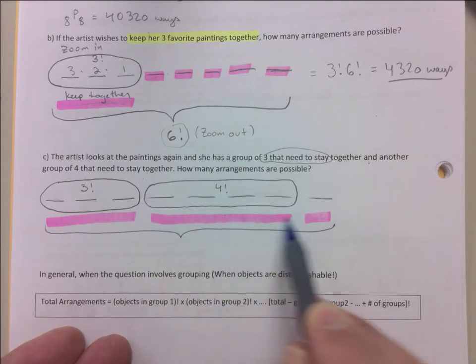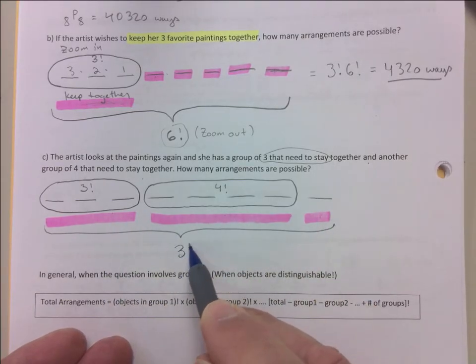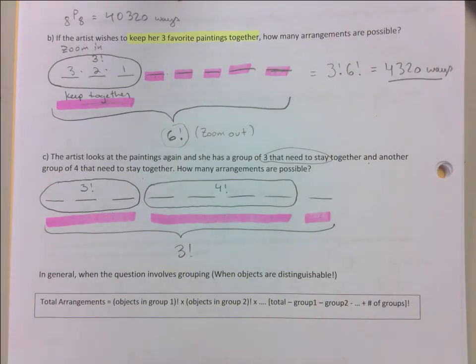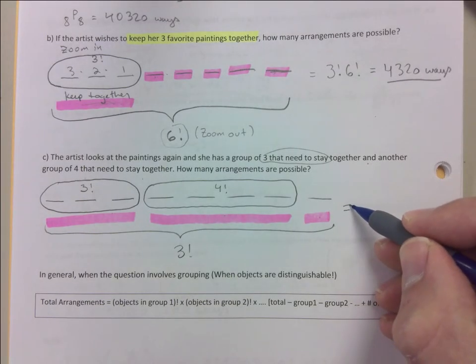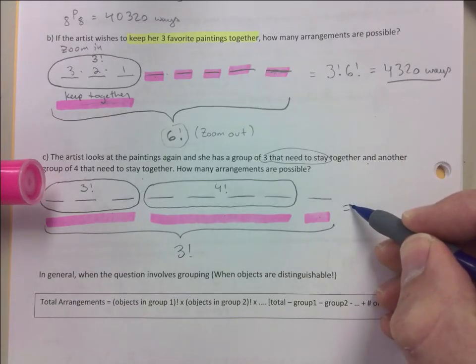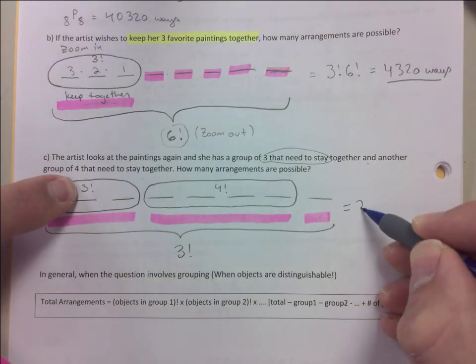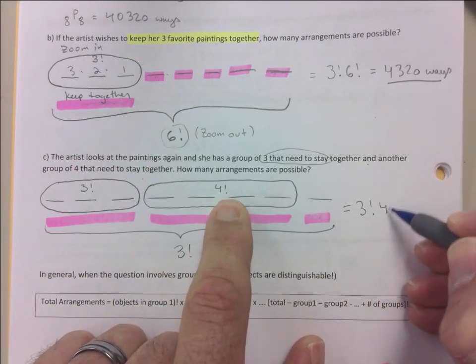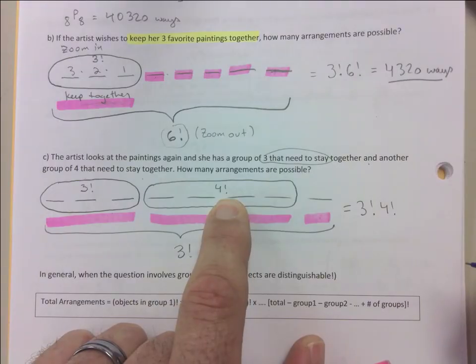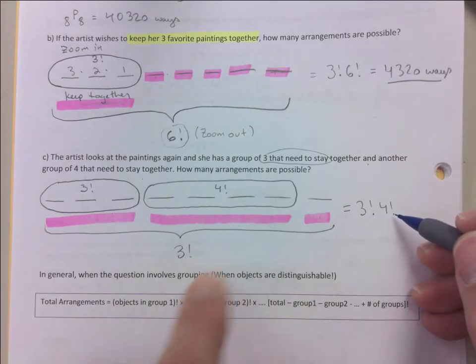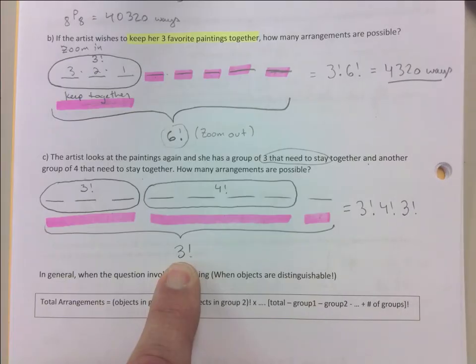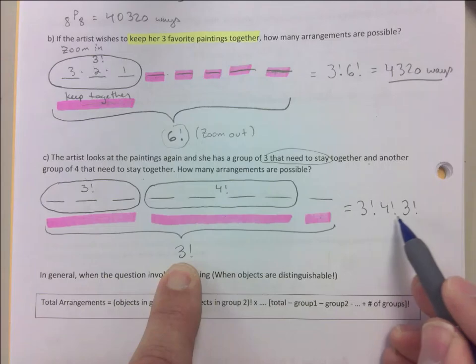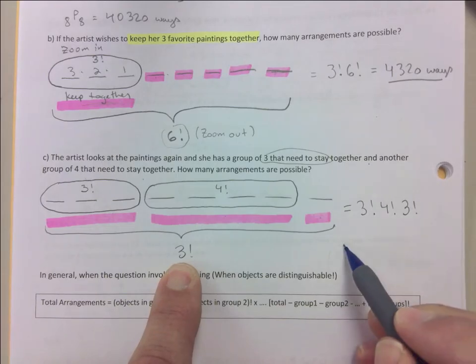1, 2, 3. 3 factorial ways that you can make changes as long as you keep those bags together. So what would my answer be? In any order you would like, but you've got to make sure there's a 3 factorial here, multiplying the 4 factorial. Together, they're stuck together. And then 3 factorial is like the outside, zooming out. Okay, so this is how you would solve a question like this.